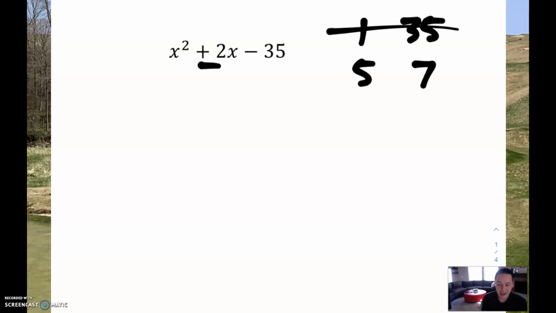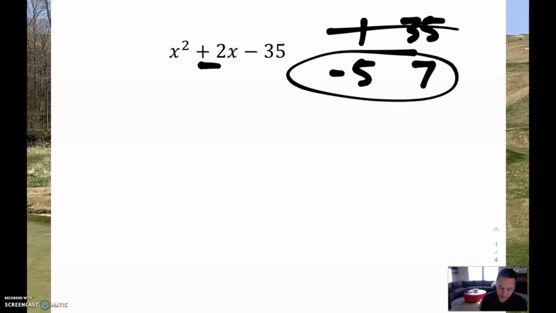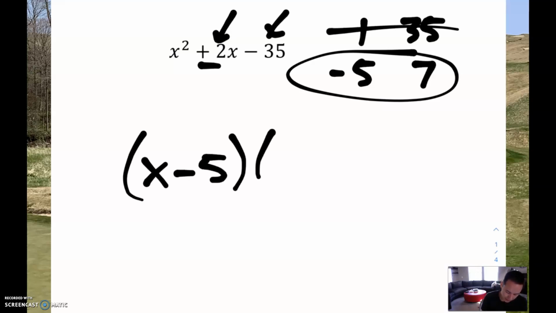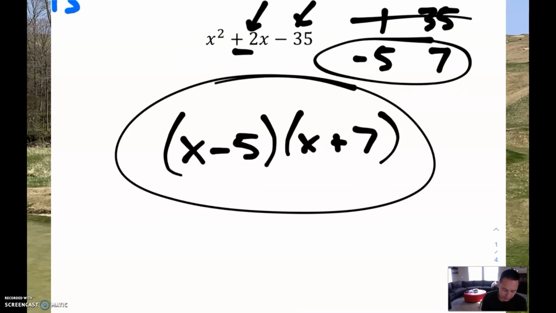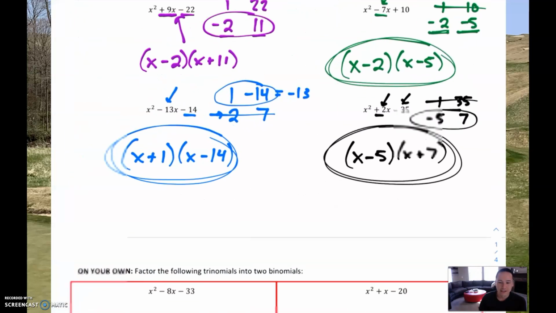Because if I add them, I get 12, but I have to subtract one of them. That's right, put a minus on the 5. Because if you take negative 5 plus 7, it equals a positive 2. These two numbers, they still multiply to negative 35, and they add up to a positive 2. So that's my combination of numbers, and we're going to write it as x minus 5 times x plus 7. And this is your final answer.